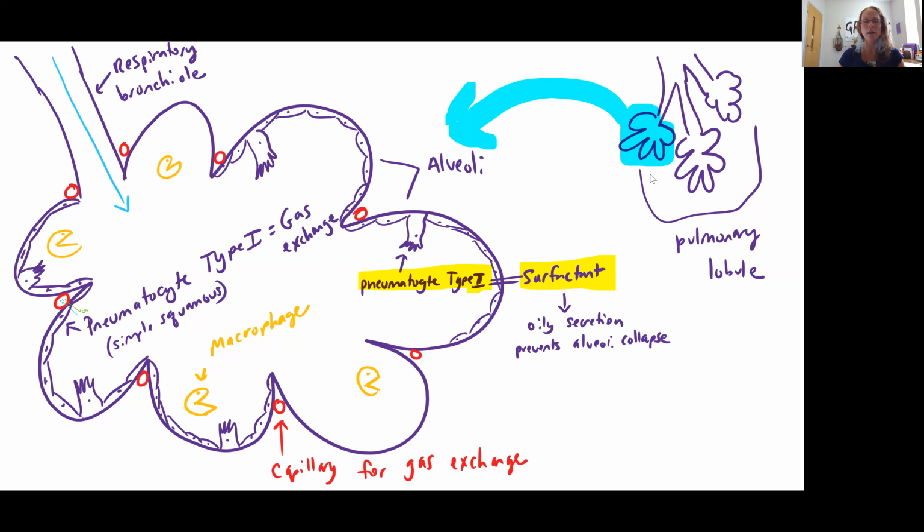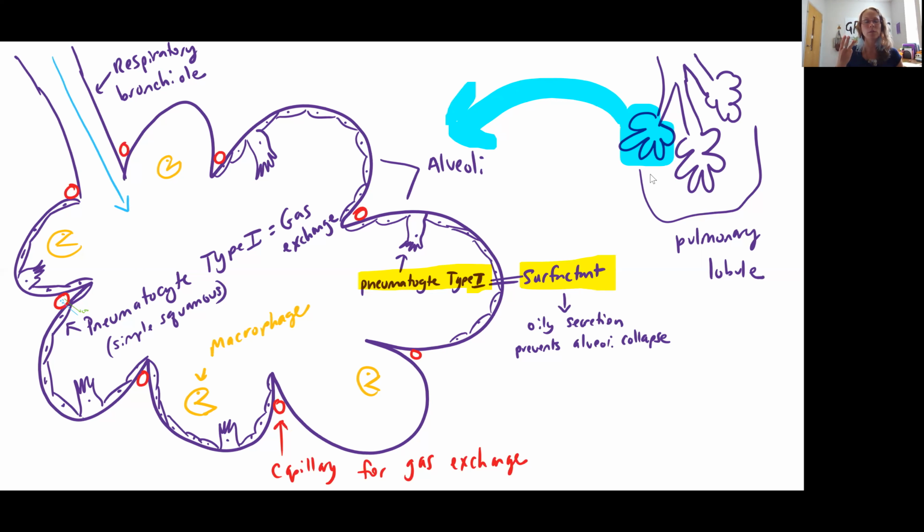And then we have a third important type of cell. This cell is called the pneumatocyte type 2. It's releasing an oily secretion called surfactant. That surfactant is lining those alveoli, and that is going to prevent collapse. The way that those alveoli stay like open balloons is because of the surfactant. If you don't have the surfactant, then they're going to collapse and stick to each other, and so you're not going to have good gas exchange at that point.